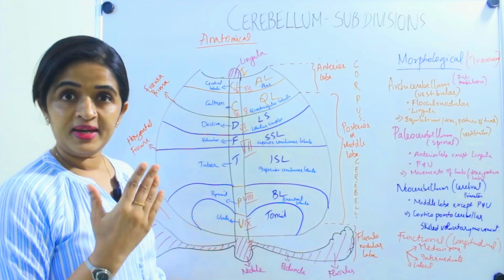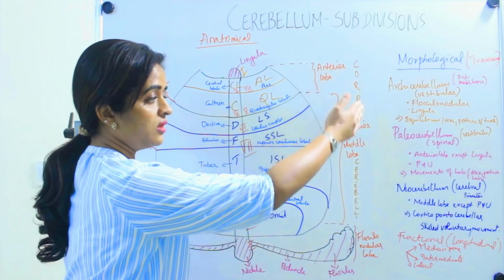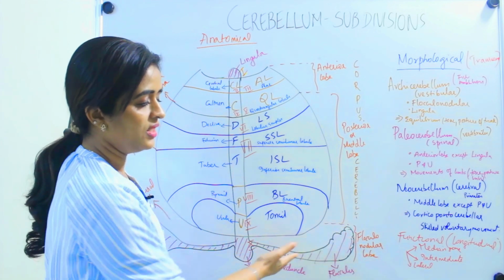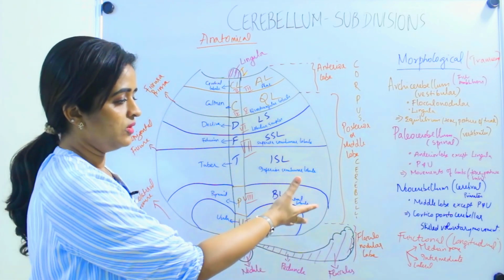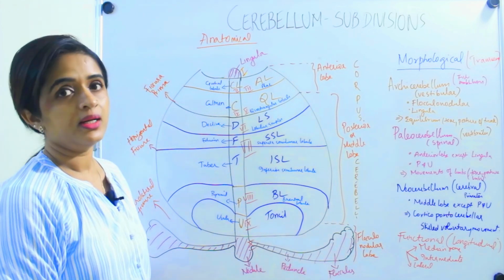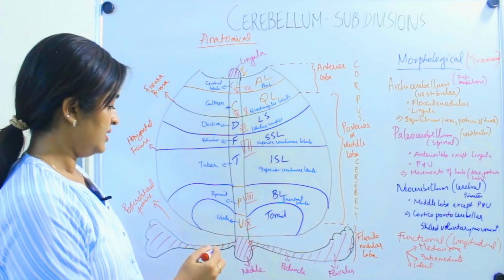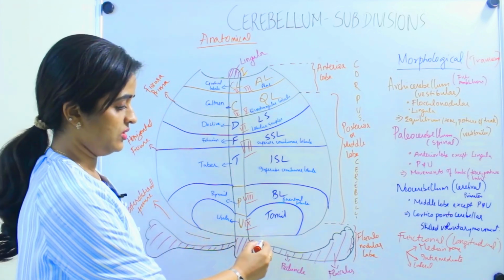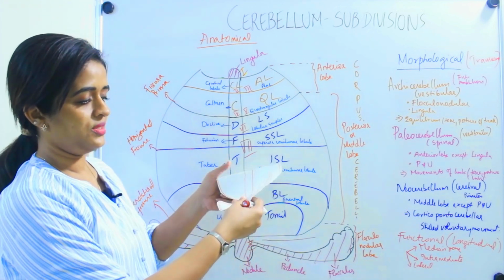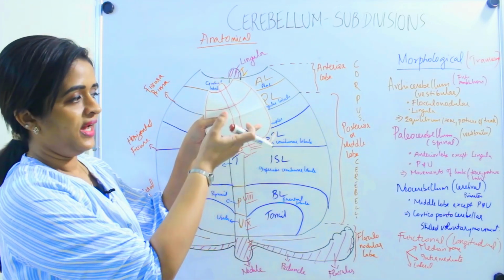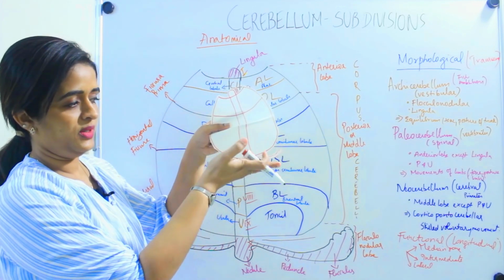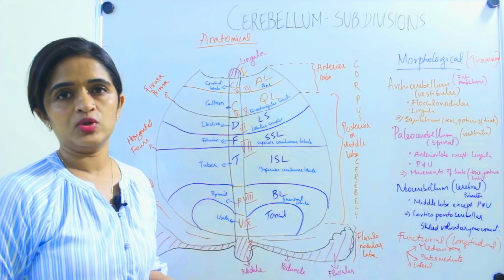Anatomically, the cerebellum is mainly divided into two parts. One, the corpus cerebelli, the major portion of the cerebellum, and the other one is the flocculonodular lobe. The corpus cerebelli and the flocculonodular lobe are separated by the first formed fissure, that is the posterolateral fissure. From this model you can see this is the flocculonodular lobe and the major portion is the corpus cerebelli, and the fissure between these two is known as the posterolateral fissure.